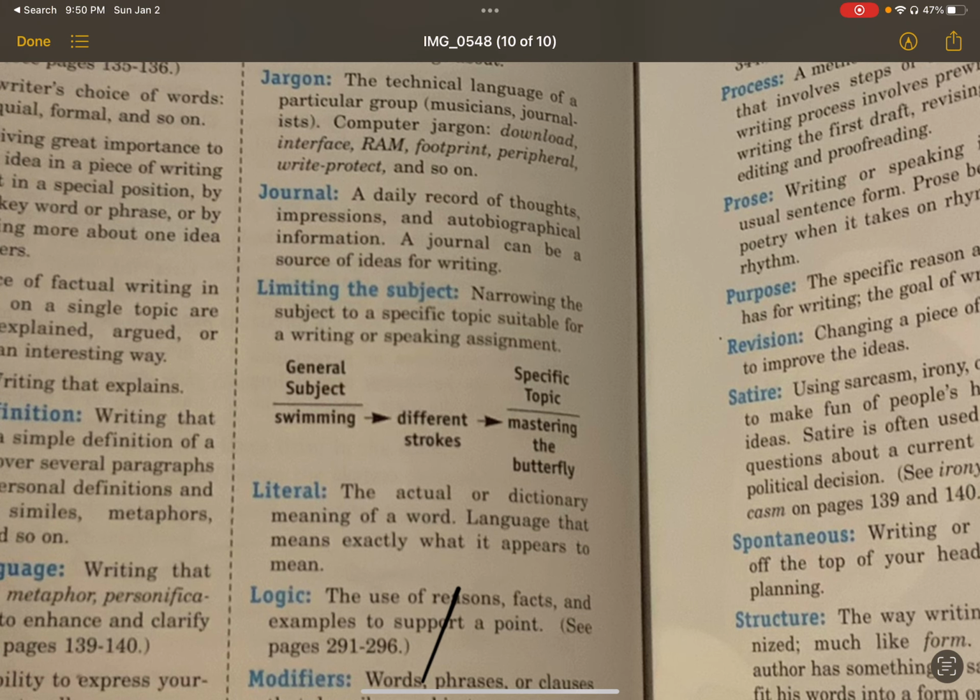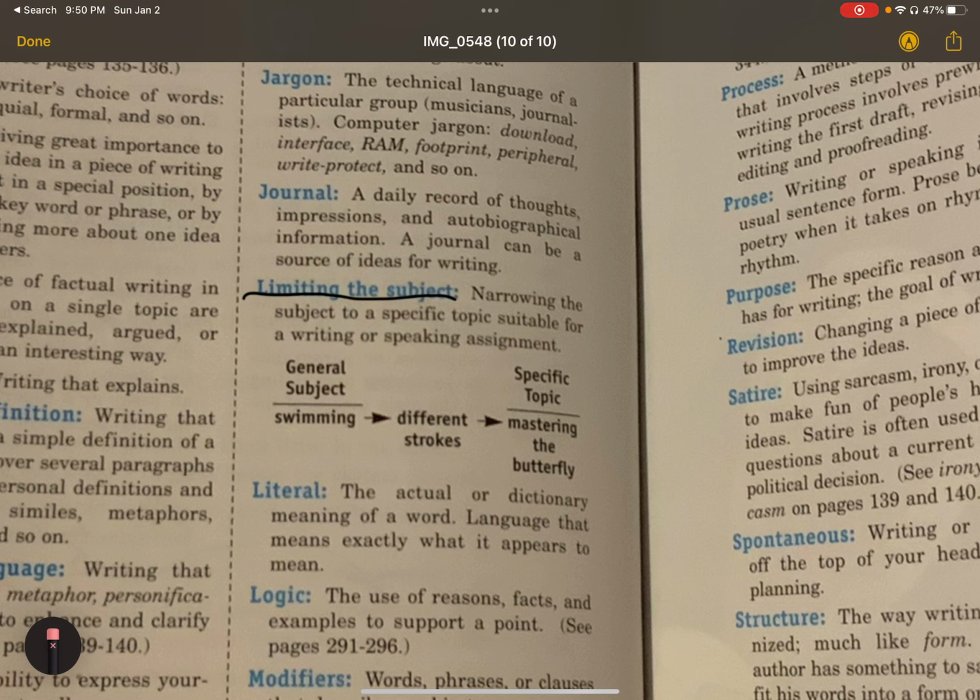Limiting the subject. Limiting the subject is an important thing to do. You have to narrow down. If you're told to write a paper on World War II, you could write book after book after book. So you have to limit the subject down to maybe some very small part of World War II in order to do a good job.